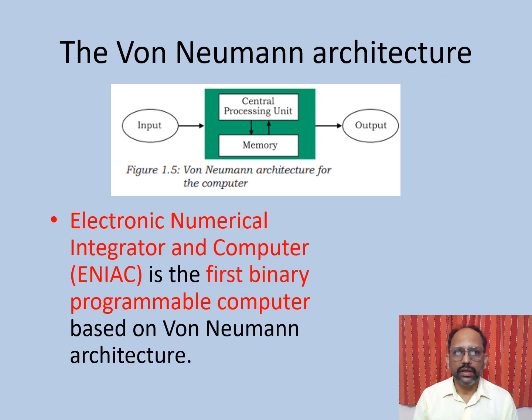John von Neumann invented two important computers, ENIAC and EDVAC. Among these two, ENIAC, Electronic Numerical Integrator and Computer, is the first binary programmable computer based on von Neumann architecture. You must remember this. This is very important from the examination point of view also.